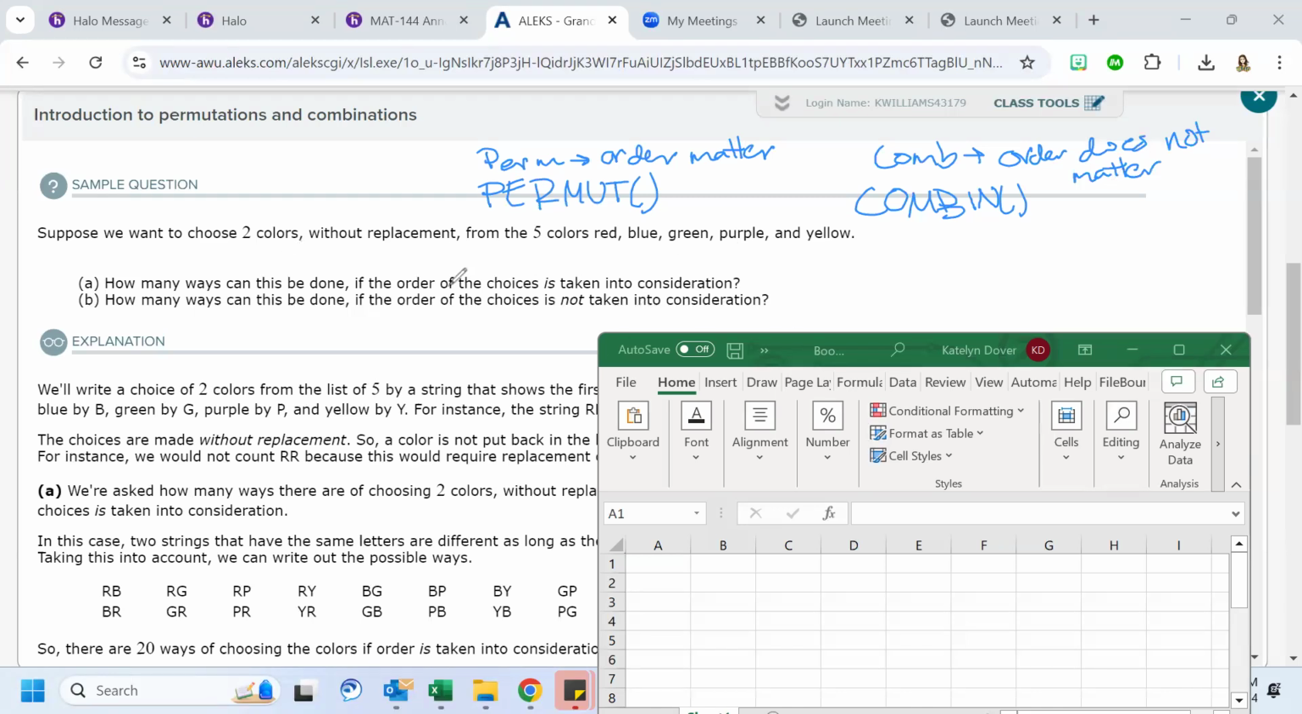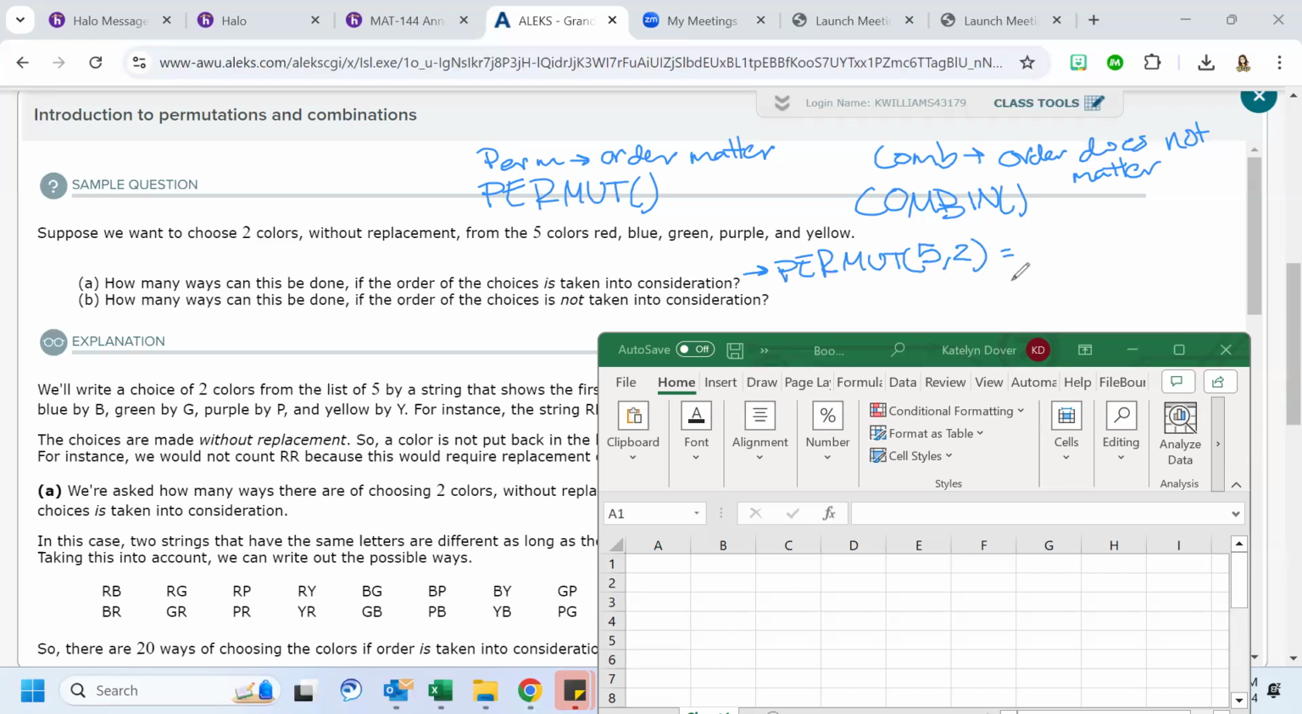Okay, so for part A, the order of the choice is taken into consideration. So this is our permute. Permutation, we're going to use the permute function. In the permute function, the total goes first, and then the number of choosing goes second. So we have 5 total colors, and we're choosing 2 out of them. So for the first one, we do permute 5, 2.